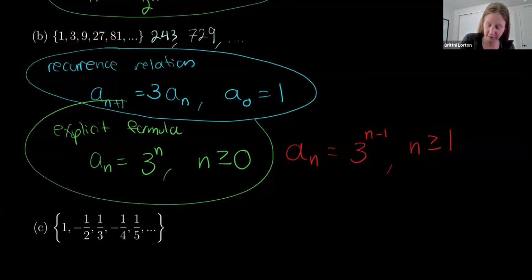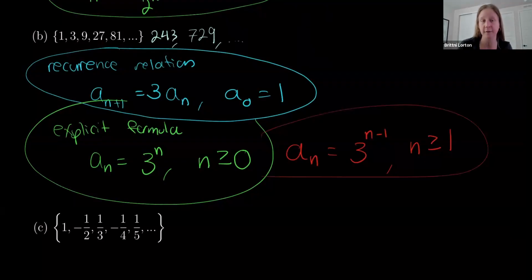So you can see that there is more than one answer to a question, and they are both perfectly correct. They are both identical. They just look different because I started counting differently. They still have the same pattern.